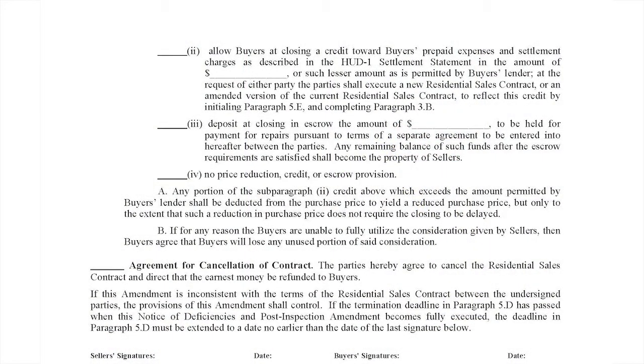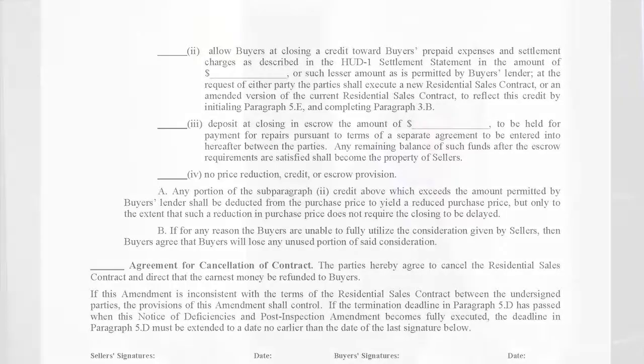Option number 2, allow buyers at closing a credit toward, and this was fairly complex, toward buyers' prepaid expenses and settlement charges as described in the HUD-1 settlement statement in the amount of blank, or such lesser amount as is permitted by buyer's lender. At the request of either party, the party shall execute a new residential sales contract or an amended version of the current residential sales contract to reflect this credit by initialing paragraph 5E and completing paragraph 3B. 3B being the closing cost credit provision in the contract, and 5E being the initial here to indicate that we're going to do a closing cost credit in consideration of the inspection items being as is.